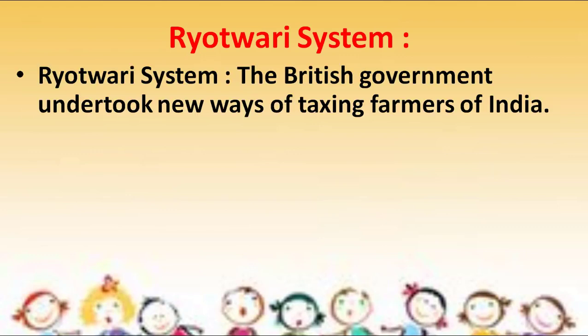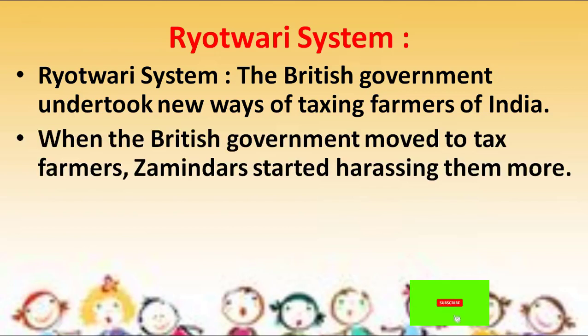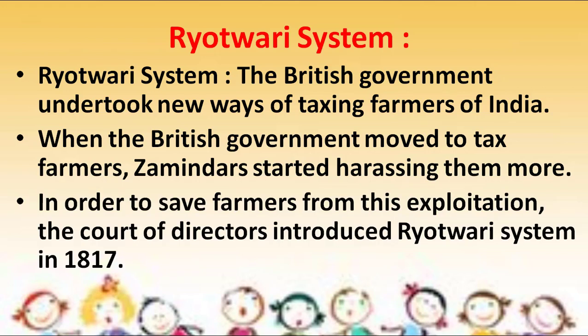And the next one, the Ryotwari system. Under the Ryotwari system, the British government undertook new ways of taxing farmers of India. When the British government moved to tax farmers, Zamindars started harassing them more. In order to save the farmers from this exploitation, the Court of Directors introduced the Ryotwari system in 1817.